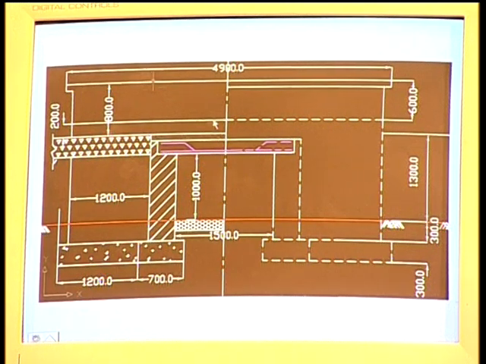Now you can see here, this is the parapet wall, and the length of the parapet wall is 4.9 meters, from here to here, and the height is 600 above the road level and 800 above the wearing coat.